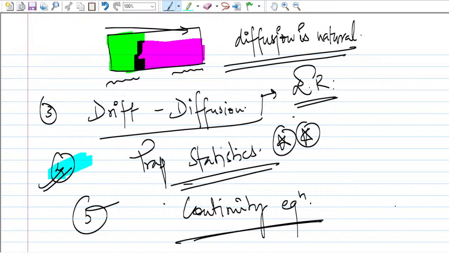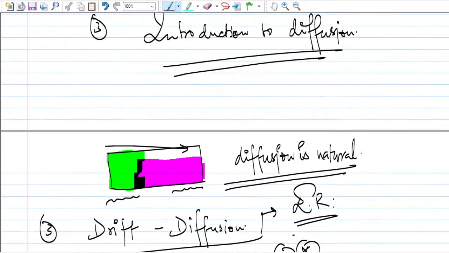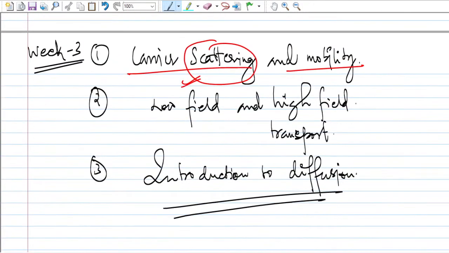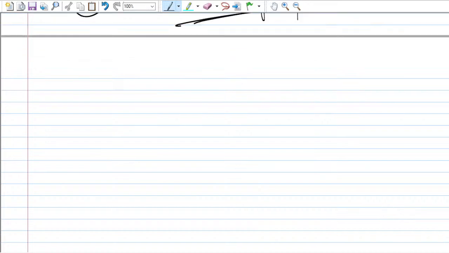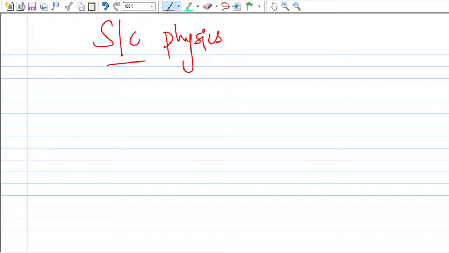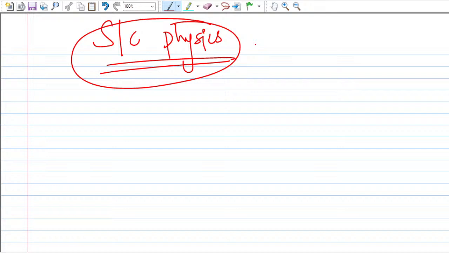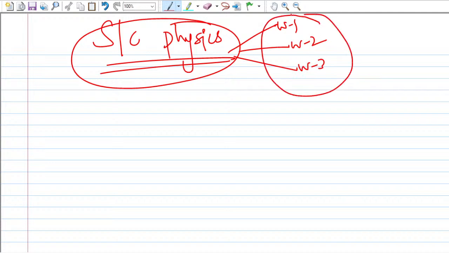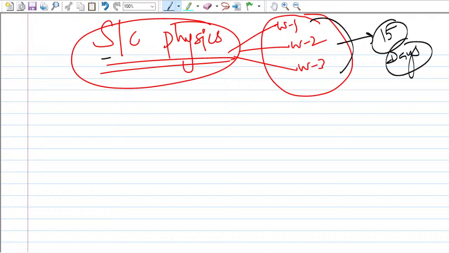So this is my plan for week 3, starting with carrier scattering. Week 4 will be about how we are going to use this. Week 3, attend my classes for these topics.